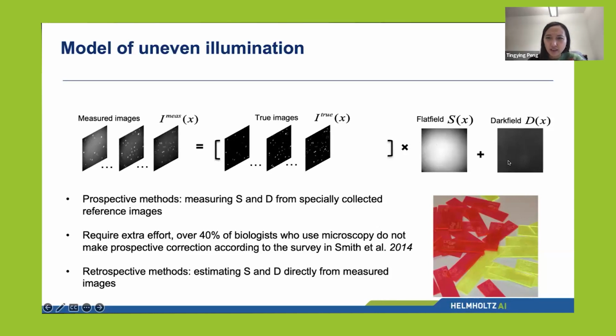And there is also something called dark field. That's basically the offset of your microscope. Then you first subtract your dark field and then divide by your flat field, and that's your corrected image.